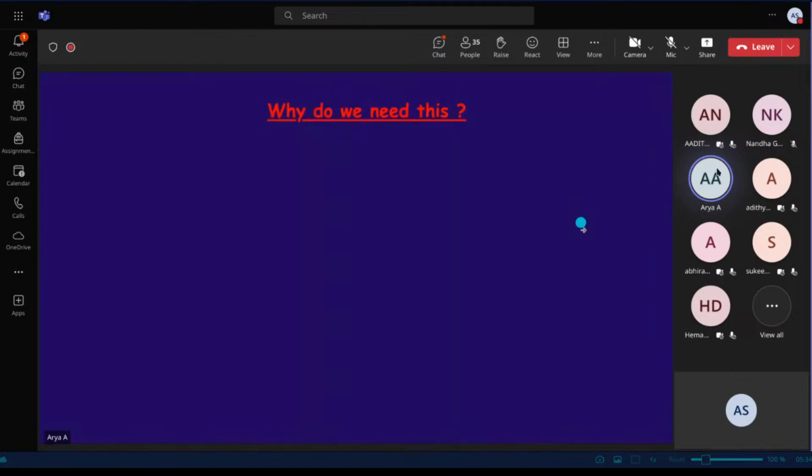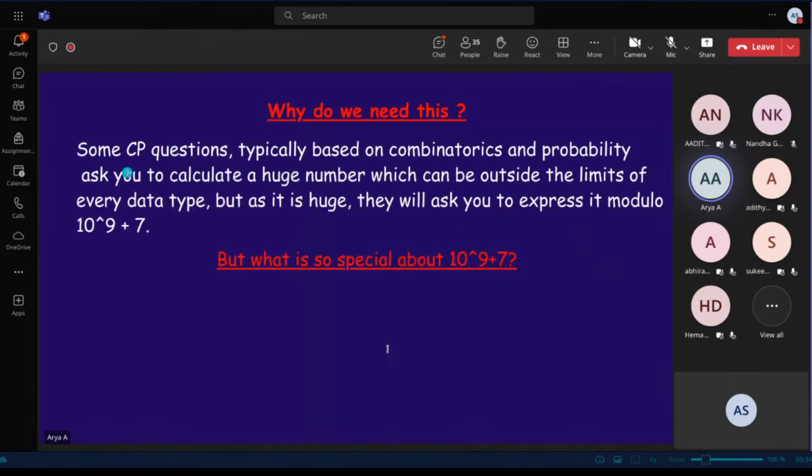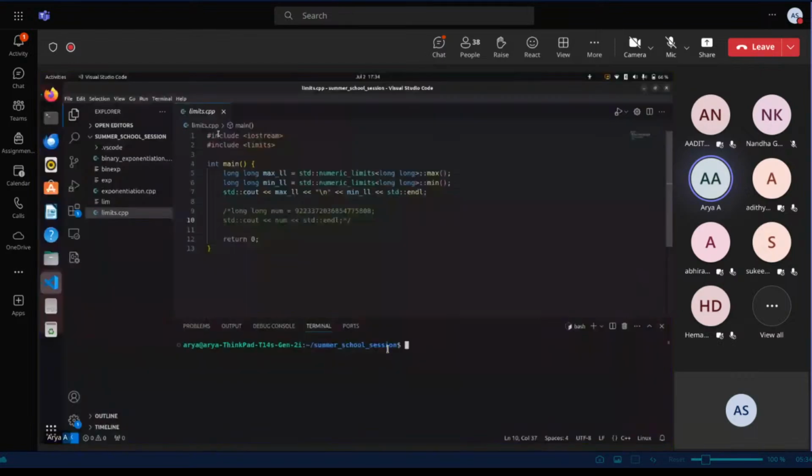So why do we need this? What's the purpose of knowing this to do CP? Some CP questions, typically based on combinatorics and probability, ask you to calculate a huge number, which can be outside the limits of every data type. As it is huge, they will ask you to express it modulo 10 power 9 plus 7. Let me show you a small code for that. I hope you can see this one.